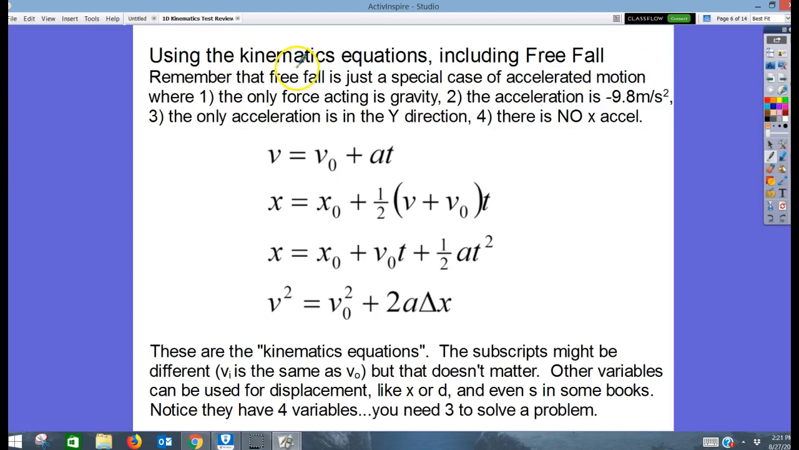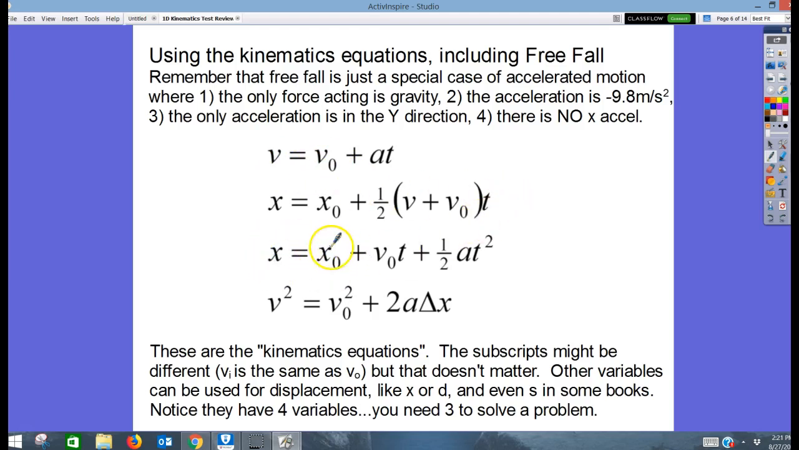Okay, there are 4 kinematics equations that you need to know how to use, and they're all listed here. I just copied this from the course content, so you've seen this before. Final velocity is initial velocity plus acceleration times time. Final position is initial position plus 1/2 times the sum of the final and initial velocities times time. The one without any subscript, that's the final. So 0 is initial, without a subscript is final.